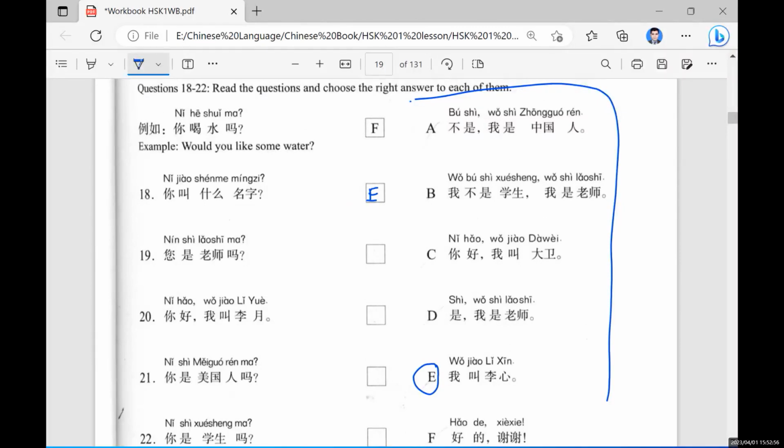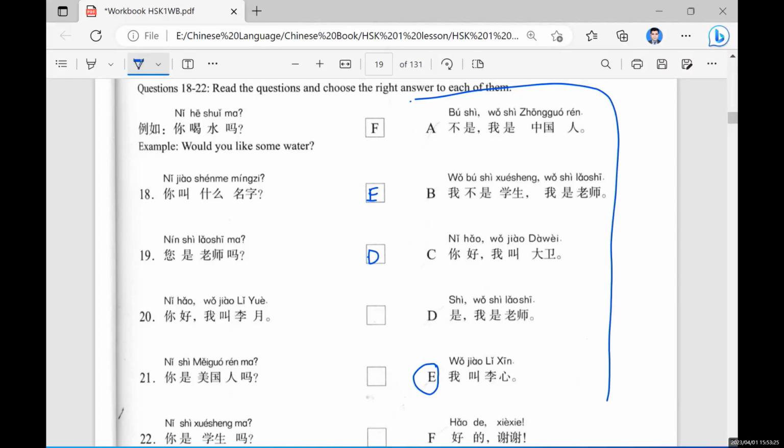In the next, number 19, Nin shi laoshi ma, are you a teacher? The most appropriate answer will be Wo shi laoshi, I am a teacher. Next, number 20, Ni hao, hello. Wo jiao Li Yue, my name is Li Yue.